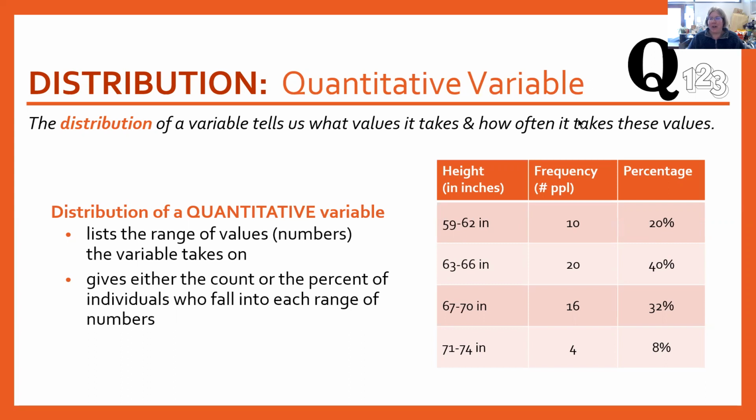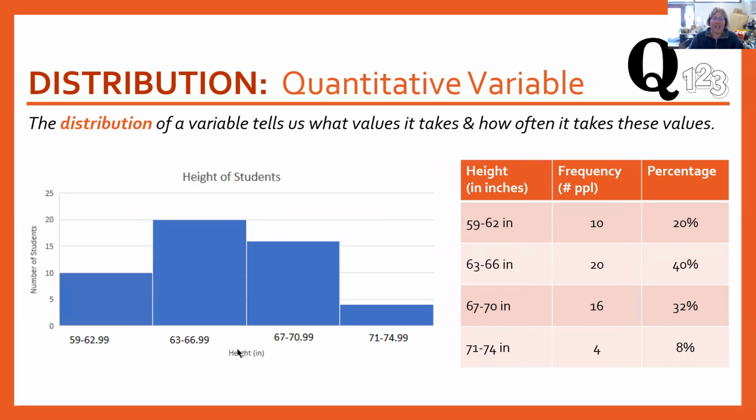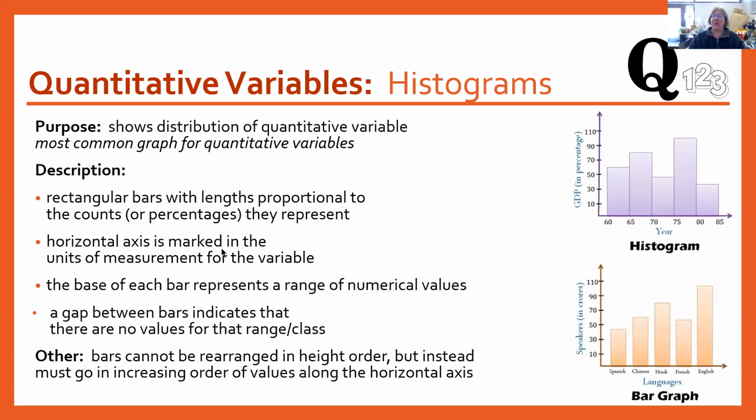And then the way that we turn that into a histogram is like this. So here's our 59 to 62, our 63 to 66, 67 to 70, and 71 to 74. So we had 10 people in that 59 to 62, and that's what we see here with that histogram. So that distribution that we can write out in a table really matches with that histogram. Okay, so let's look at the histogram and define what that is. A histogram shows the distribution of the quantitative variable, and this is the most common graph for quantitative variables.